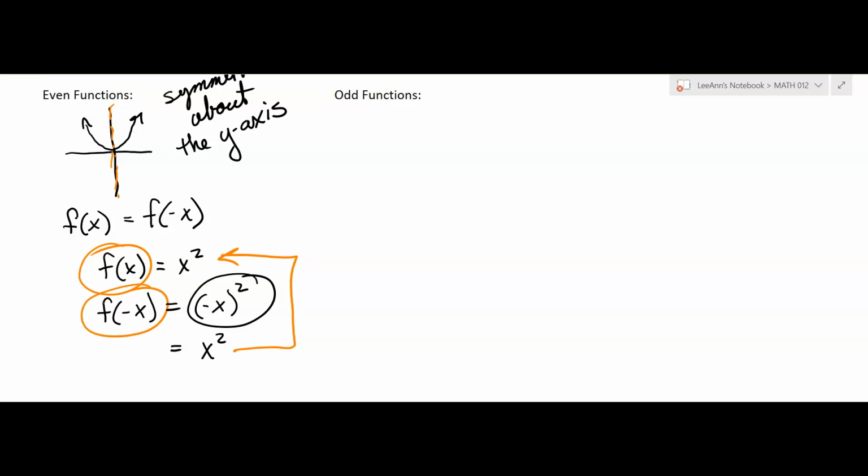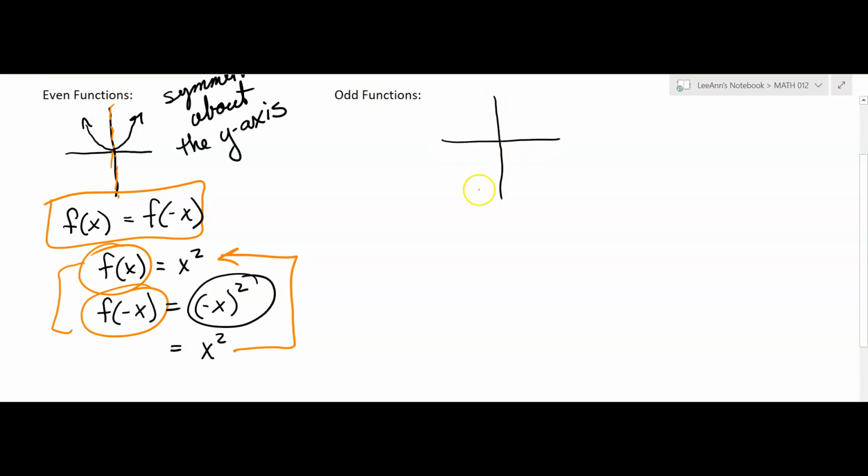And we have other functions that are even also, not just the quadratic function. But that's the test. Okay, and when we talk about an even function, that's what we're talking about, that this holds true, and the function's symmetric about the y-axis. Okay, now let's look at an odd function.